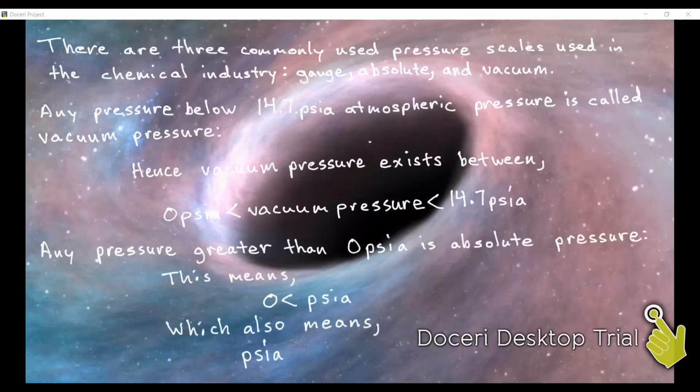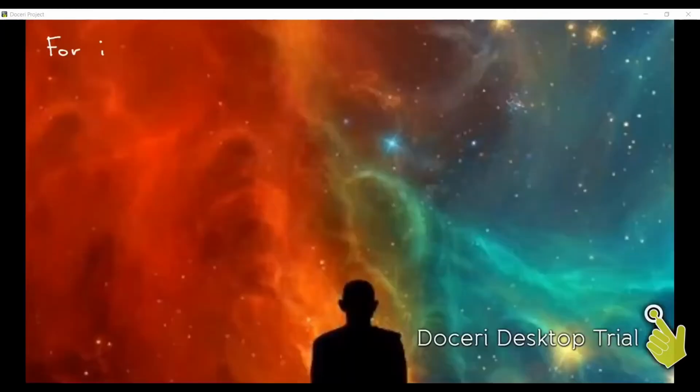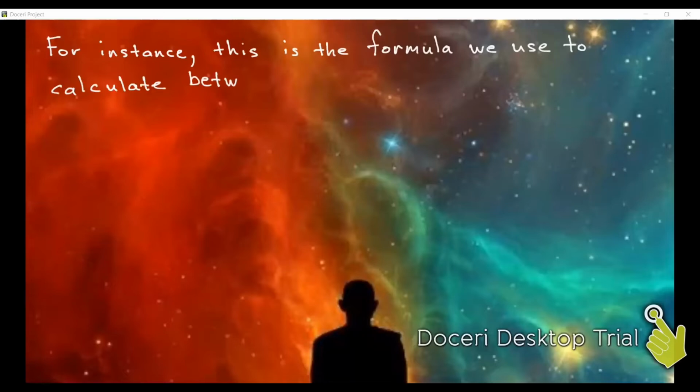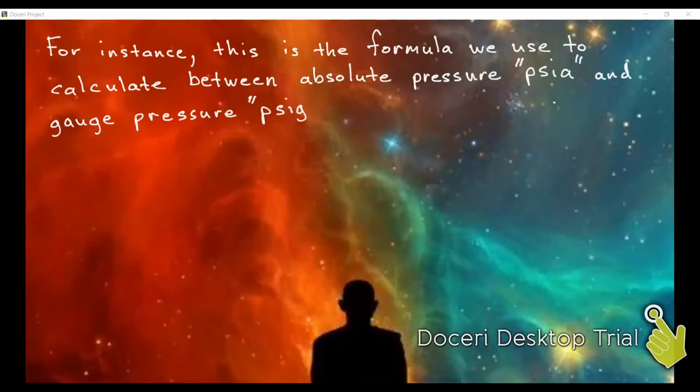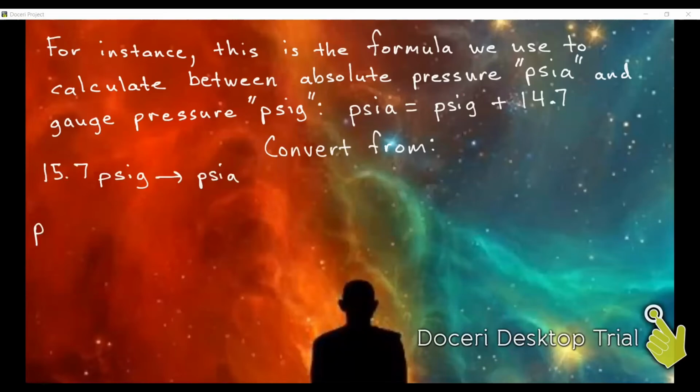Vacuum pressure is greater than 0 psia, and when vacuum pressure is less than 14.7 psia, that is when vacuum pressure exists. Also, any pressure greater than 0 psia is absolute pressure. This means psia is always greater than 0, which also means psia can never equal 0. This is the formula we use to calculate between absolute pressure, which is psia, and gauge pressure, which is psig. We use the formula psia equals psig plus 14.7.